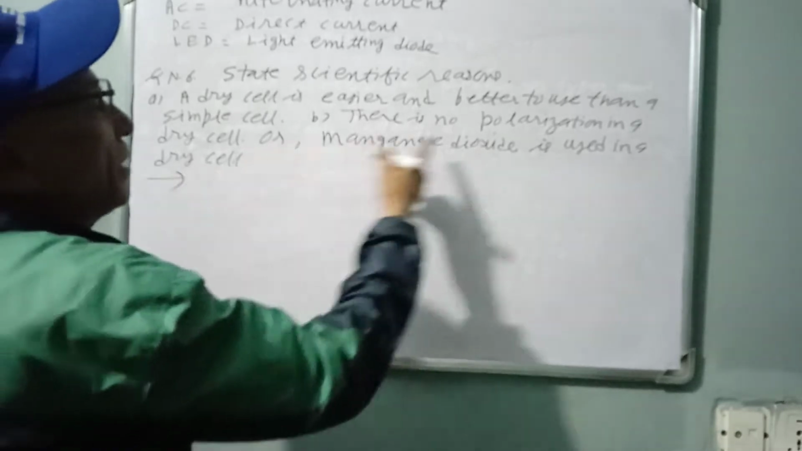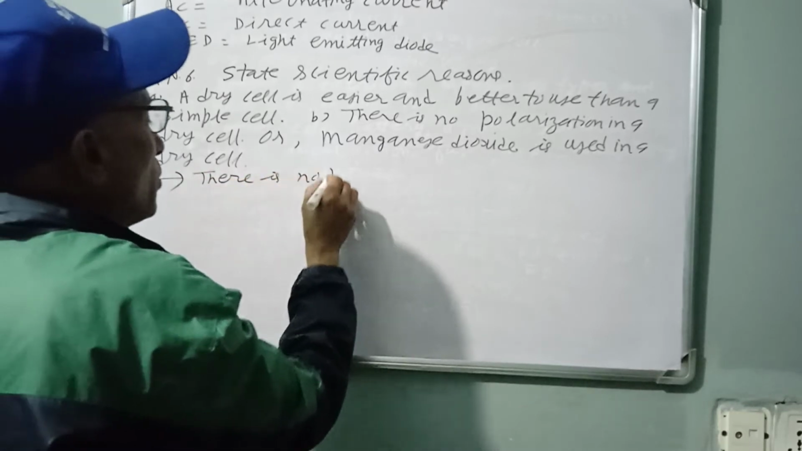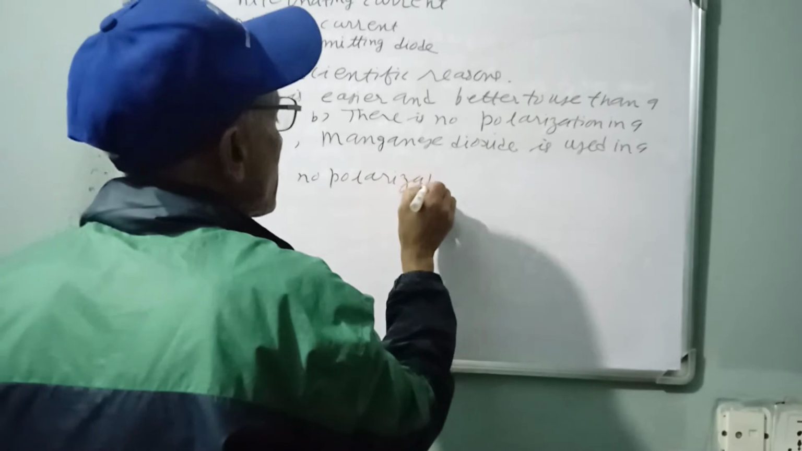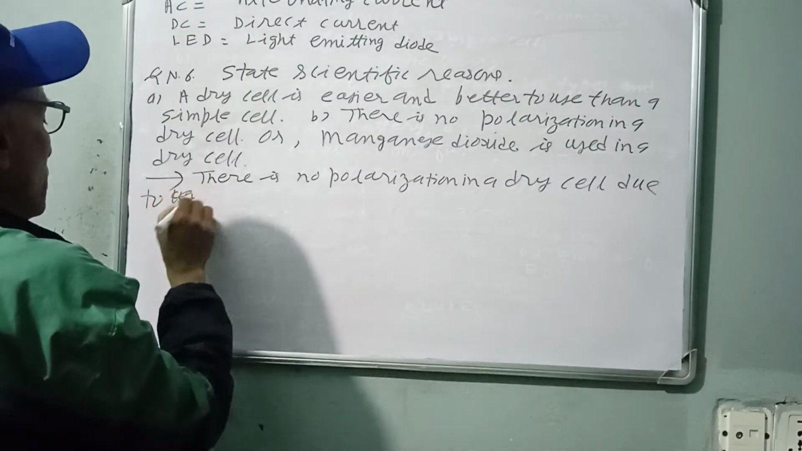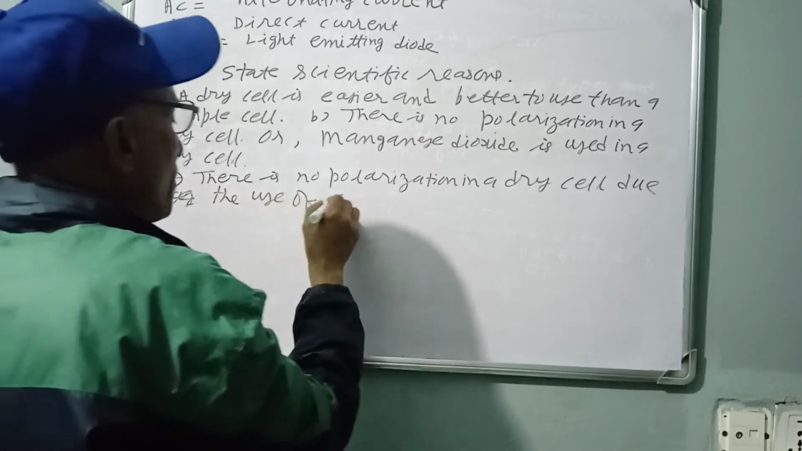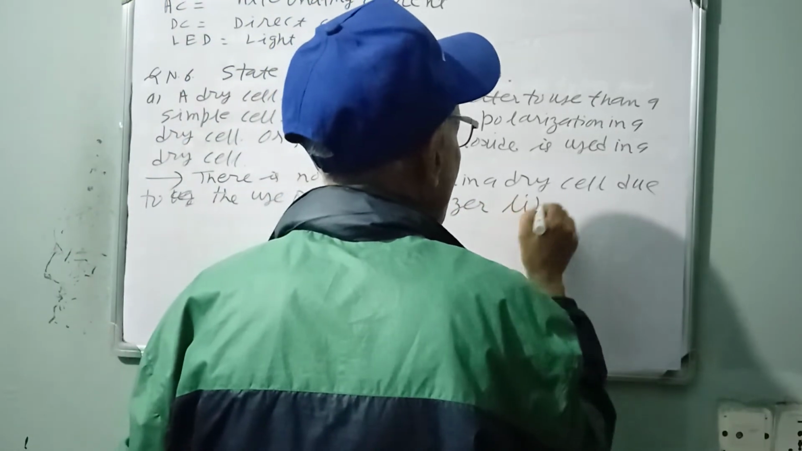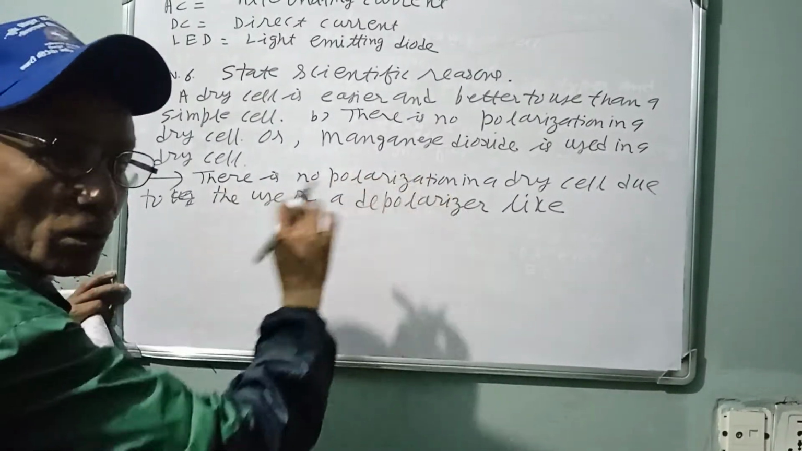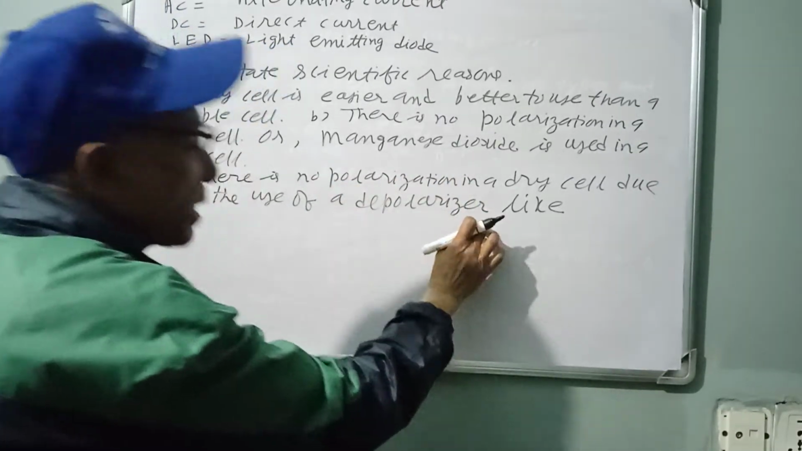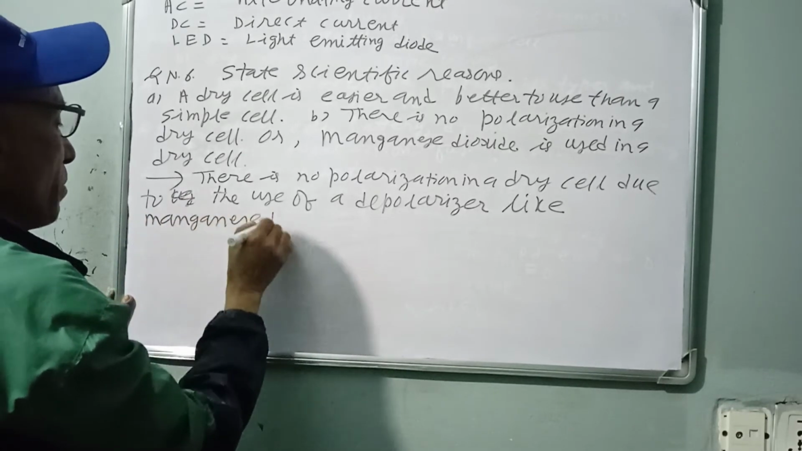You have to think a little before writing. There is no polarization in a dry cell. Why? There is no polarization in a dry cell due to the use of a depolarizer. A depolarizer is used in it, and that depolarizer removes polarization, like manganese dioxide.